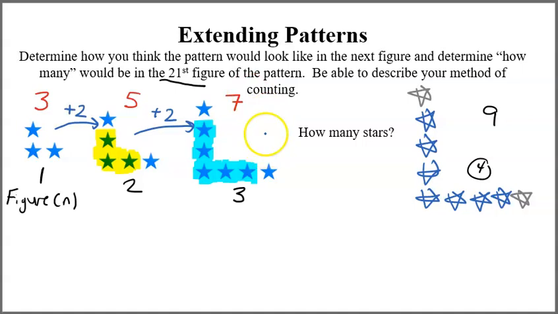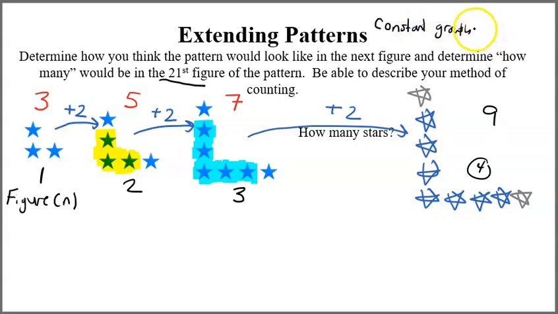One thing we want to talk about is this growth, right? We can see that as we go from figure to figure, the growth of each figure is constant. When I have a constant growth, that is represented by some sort of linear expression. In Algebra 1, an expression we used a lot to show linear growth was m times x plus b. That's in algebra, but we're talking about patterns.